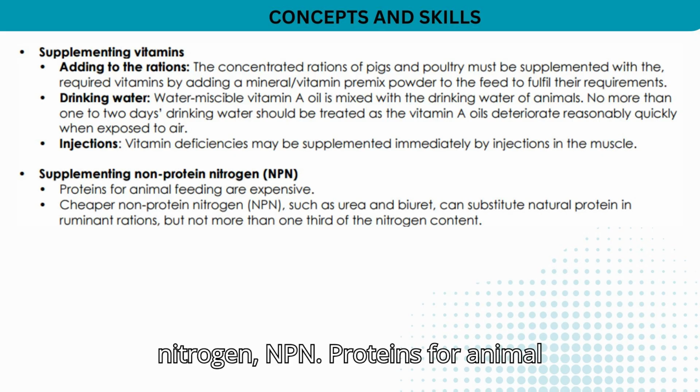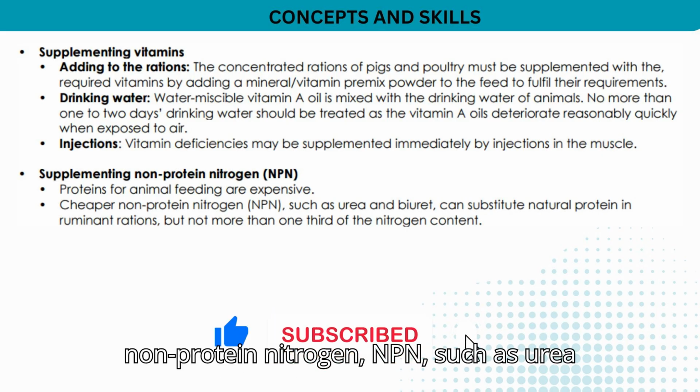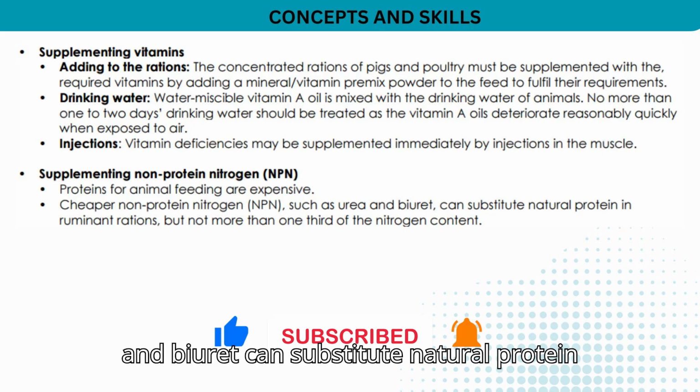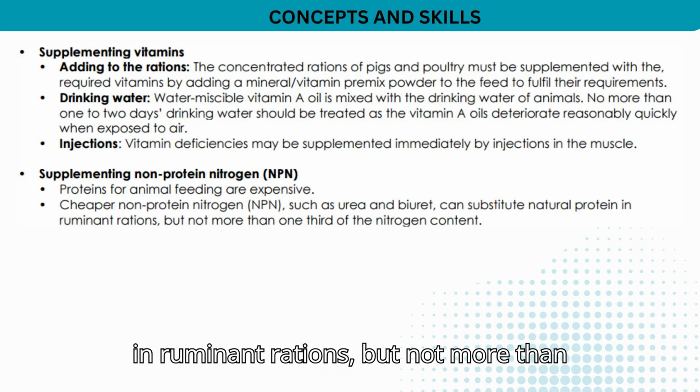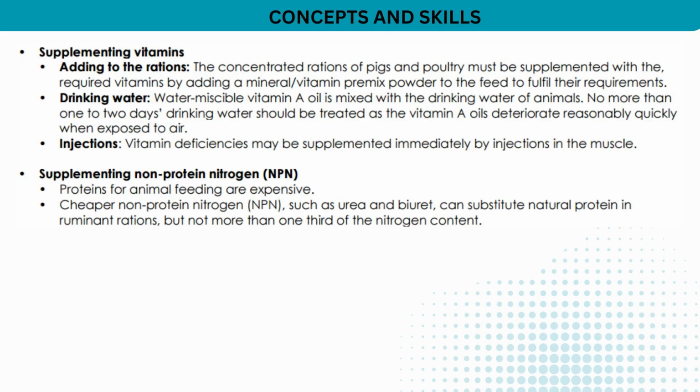Supplementing non-protein nitrogen, NPN. Proteins for animal feeding are expensive. Cheaper non-protein nitrogen, NPN, such as urea and biuret, can substitute natural protein in ruminant rations, but not more than 1/3 of the nitrogen content.